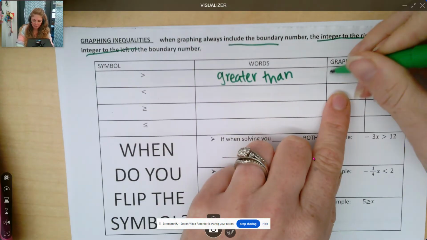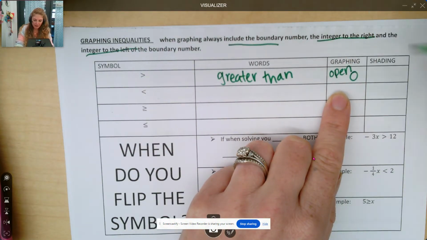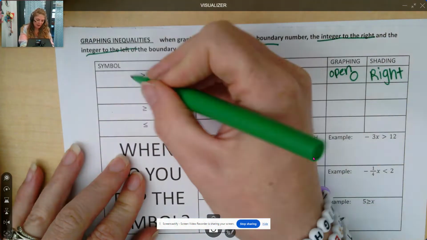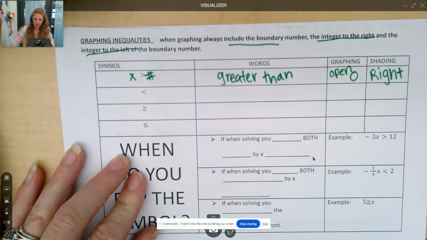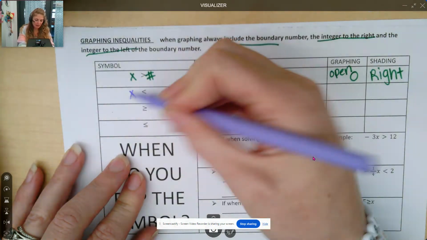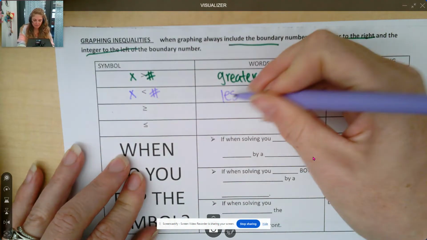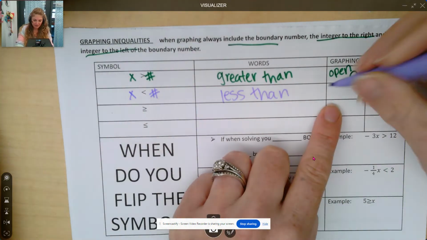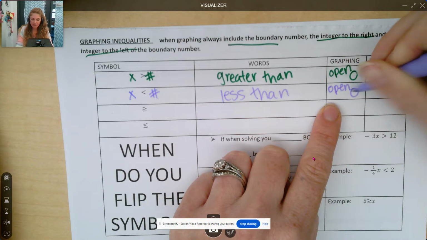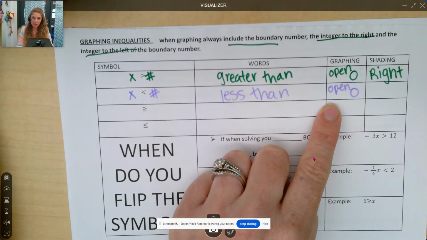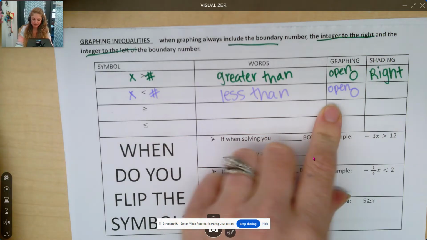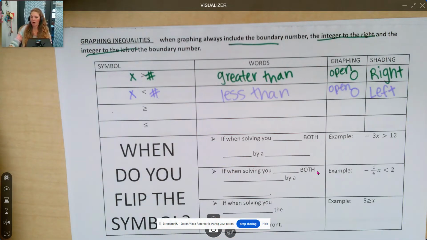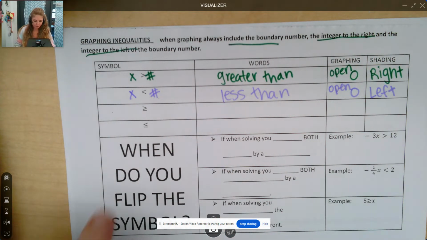When graphing, we use an open circle and we shade to the right because that is where the values are greater than. So you can think about x being greater than a number. Awesome. So this next symbol means less than. Mrs. Barr likes to think that looks like a squishy L. This is also an open circle because that boundary number is not included in the solution set. It does not make the statement true. And we shade to the left because all numbers less than that boundary number are solutions. They make the statement true.